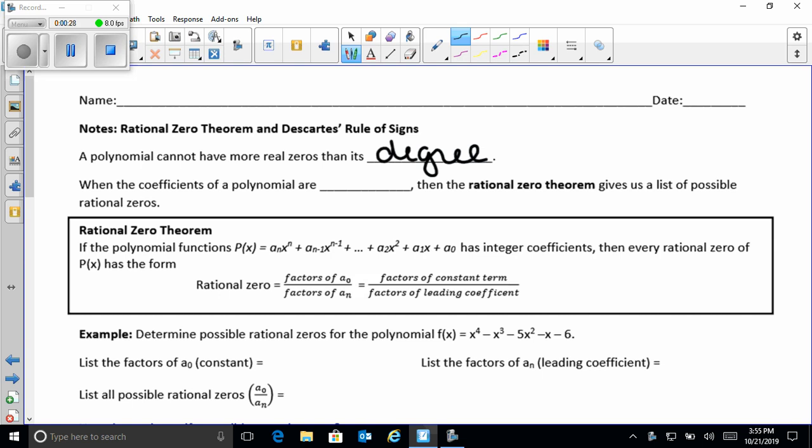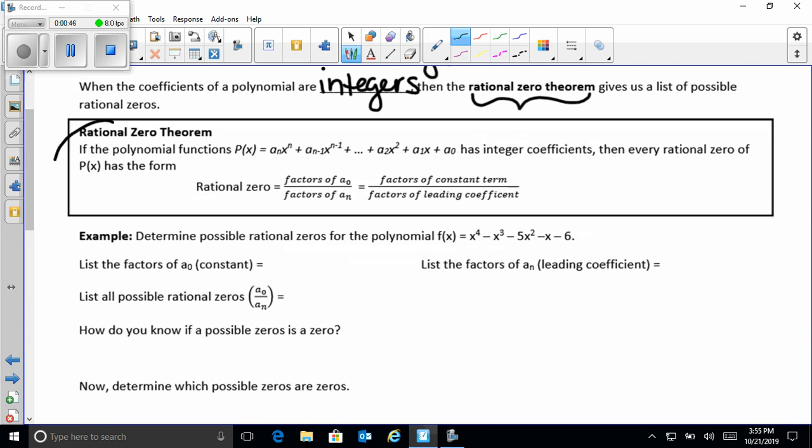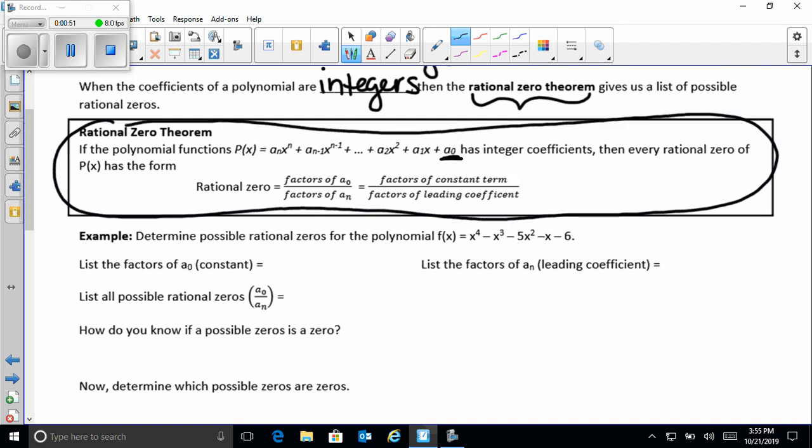When the coefficients of a polynomial are integers, so that means positive, negative numbers, no fractions, no decimals, then we can use the rational zero theorem to give us a list of possible zeros. So how do we do that? Well, if we look at the theorem, it's right here, and it says that we take the factors of our constant, so the factors of our term without a variable, and we divide that by the factors of our leading coefficient. And that's going to give us the possible rational zeros.